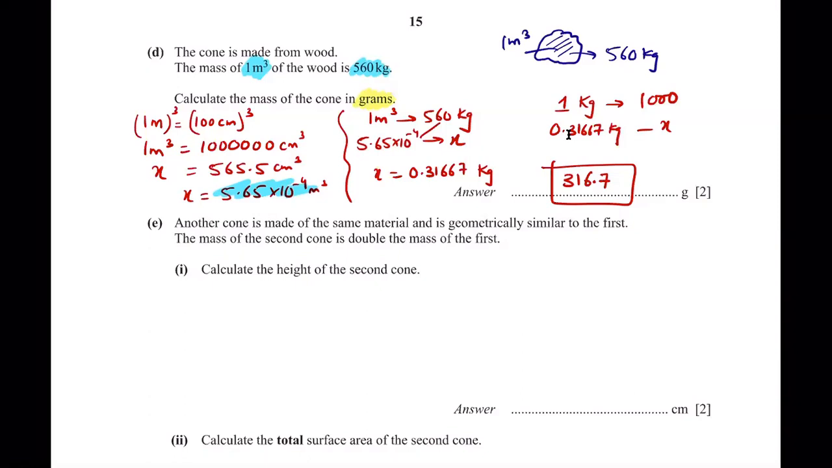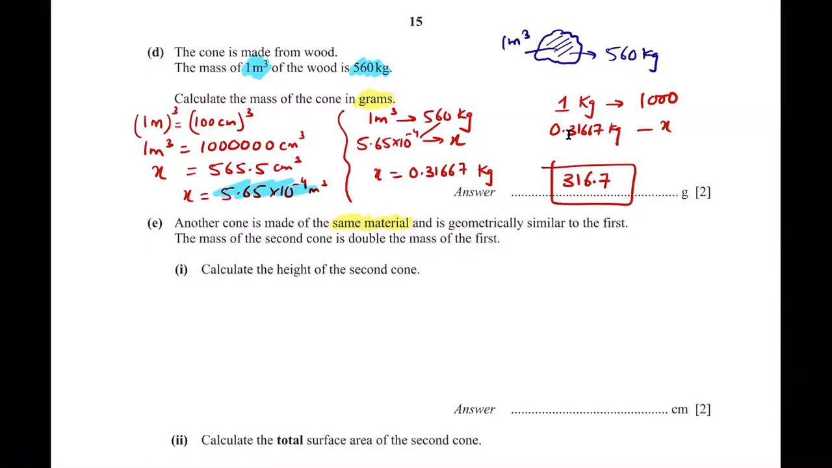So part E says another cone is made of the same material. Musab, if the material is same, would you agree that the density is going to be same? Yes. Okay. And it is geometrically similar to the first, so it has the same shape. The two cones are similar to each other. The mass of the second cone is double the mass of the first.